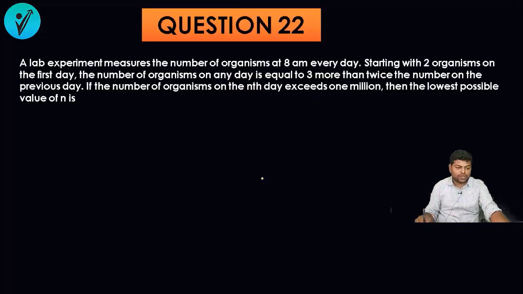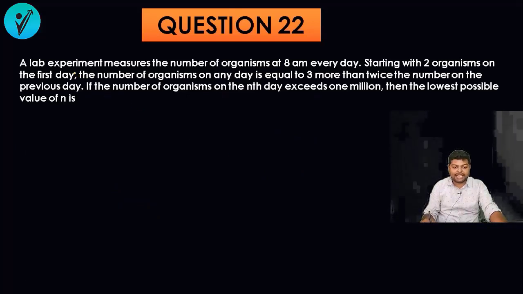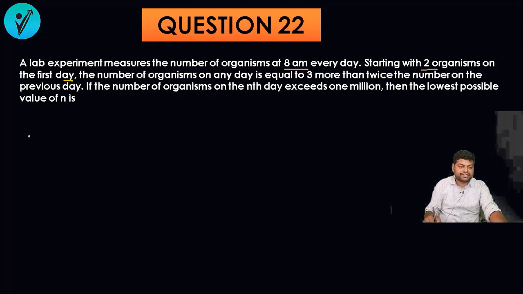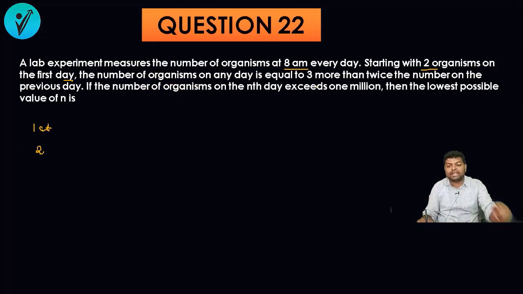In this question number 2, it says that a lab experiment measures the number of organisms at 8 a.m. every day, starting with 2 organisms on the first day. So on the first day, how many organisms you have? On the first day, we have 2 organisms only, okay? The number of organisms on any day is equal to 3 more than twice the number.